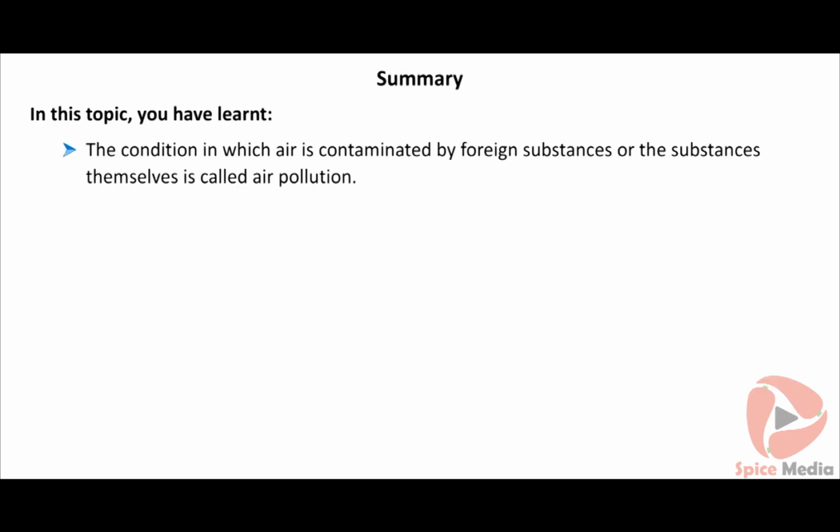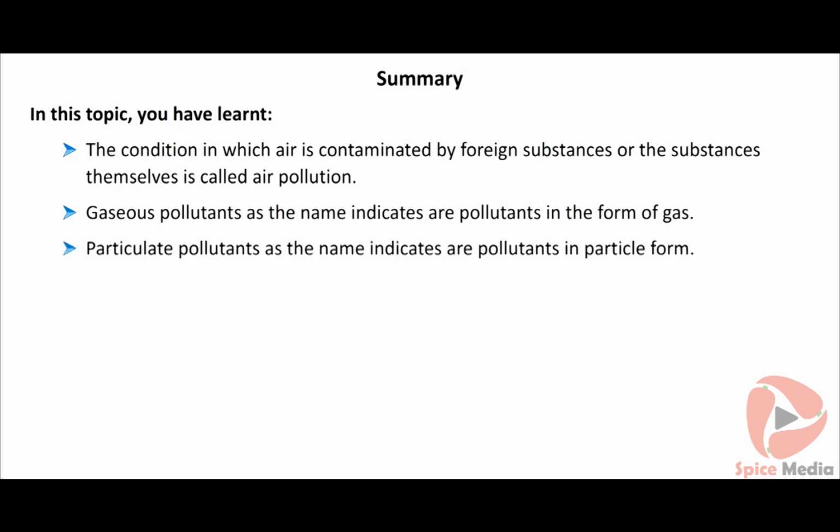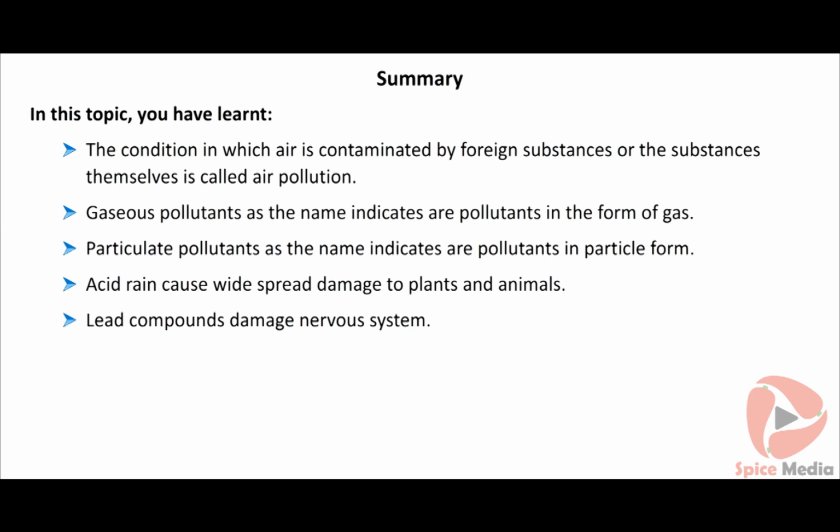In this topic, you have learned the condition in which air is contaminated by foreign substances or the substances themselves is called air pollution. Gaseous pollutants, as the name indicates, are pollutants in the form of gas. Particulate pollutants, as the name indicates, are pollutants in particle form. Acid rain caused widespread damage to plants and animals. Lead compounds damage the nervous system.